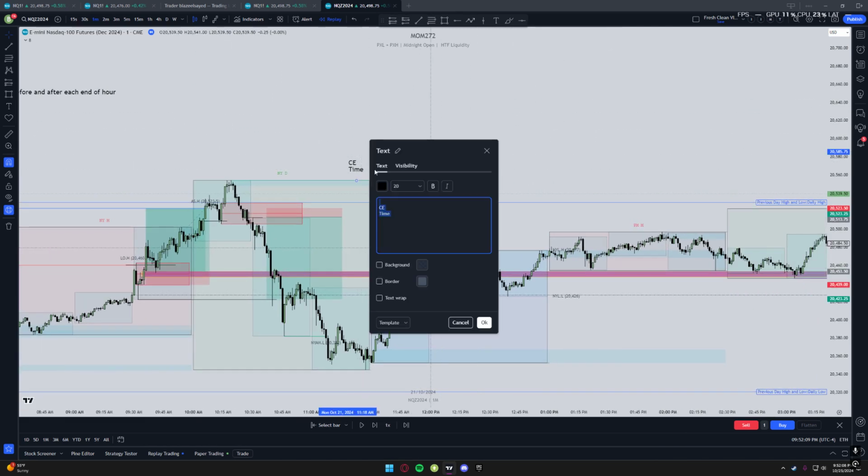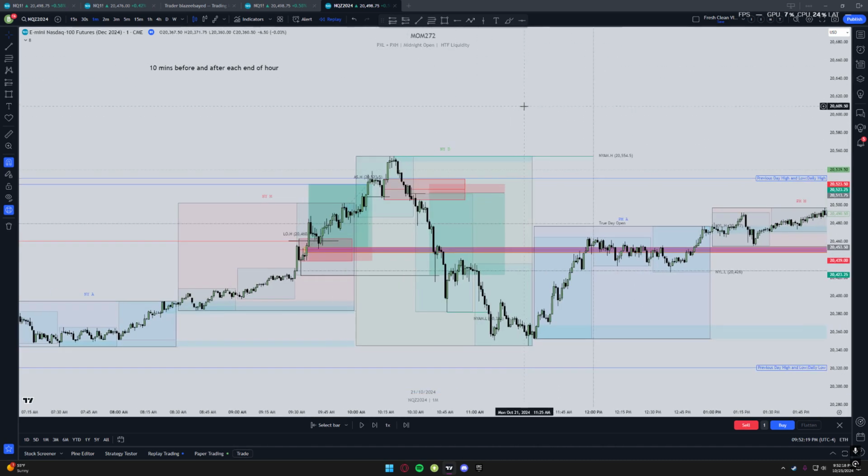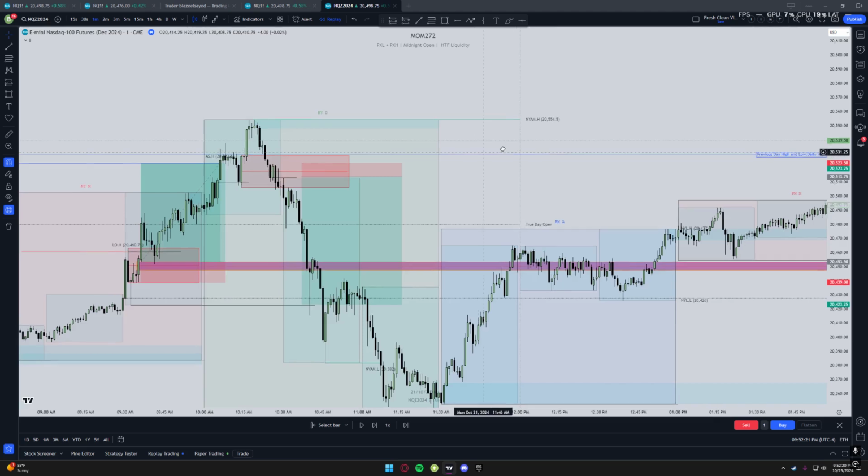Now CE, so the consequent encroachment, as ICT calls it, we're going to get rid of this text actually, is very important for narrative from what I found.